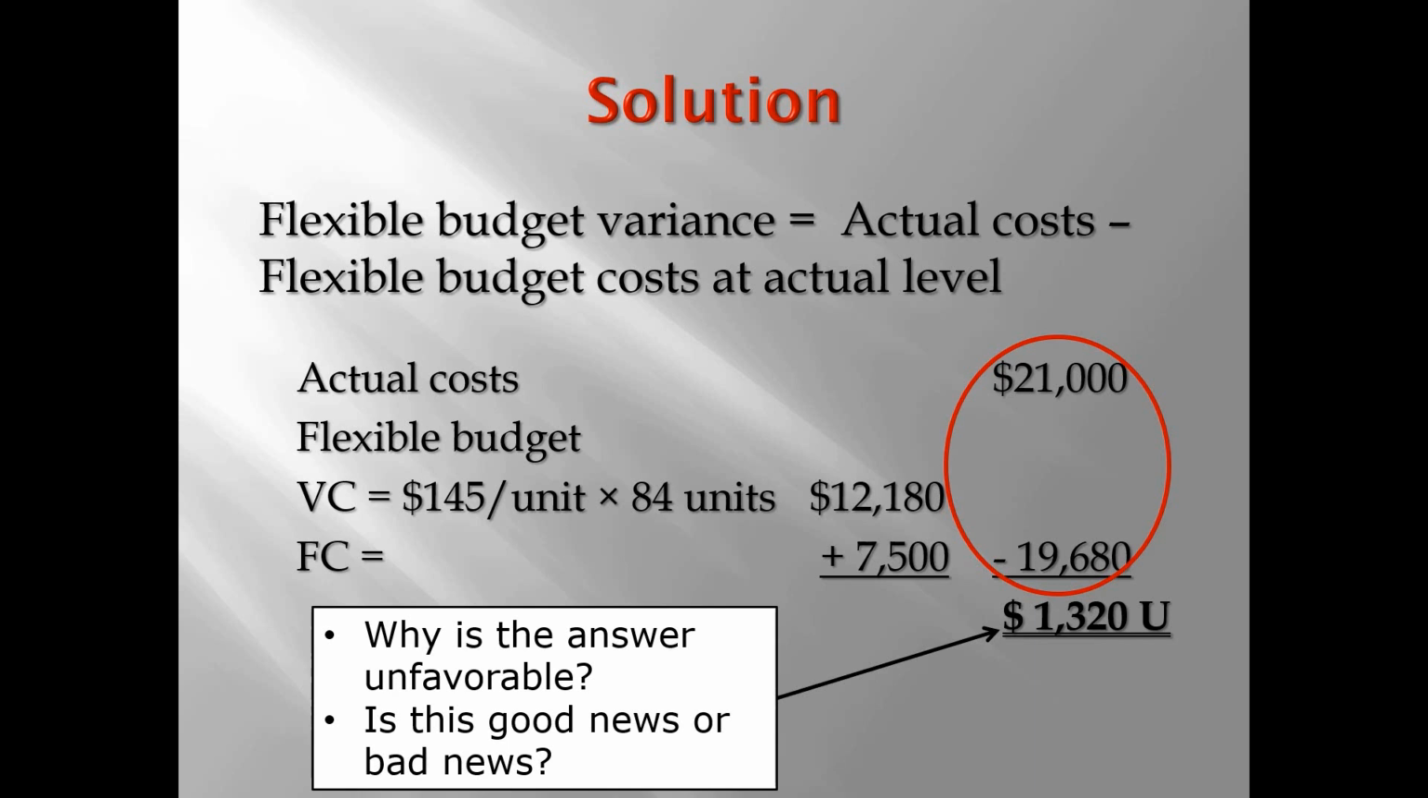Another possibility is that the firm actually intentionally spent more. For example, if the firm has had problems in the past with defective direct materials, then they might choose to pay more than they had originally budgeted to get the quality that they need.